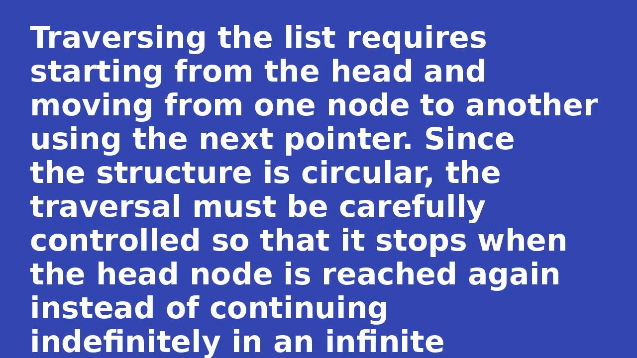Traversing the list requires starting from the head and moving from one node to another using the next pointer. Since the structure is circular, the traversal must be carefully controlled so that it stops when the head node is reached again, instead of continuing indefinitely in an infinite loop.